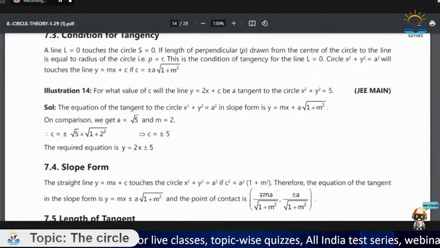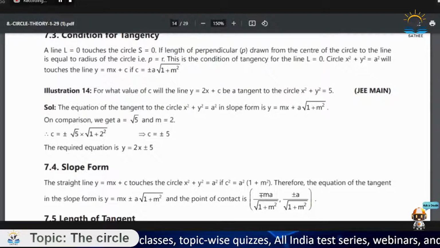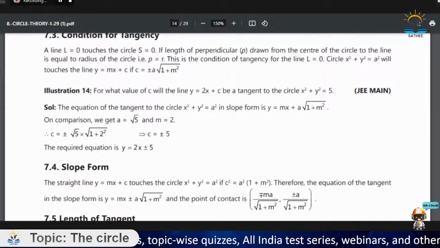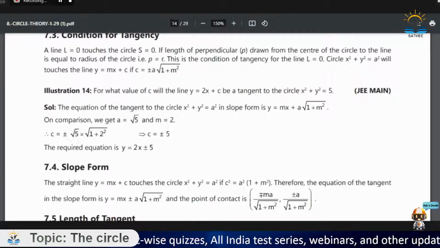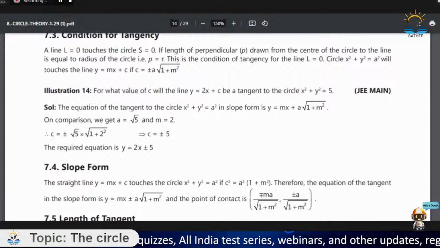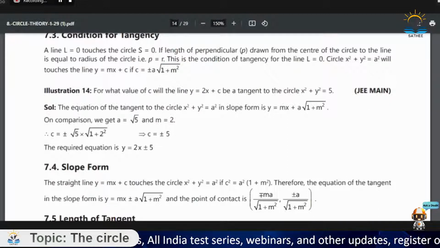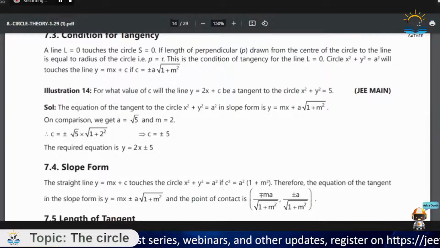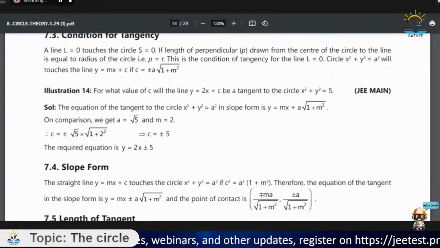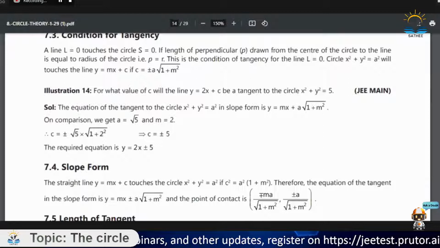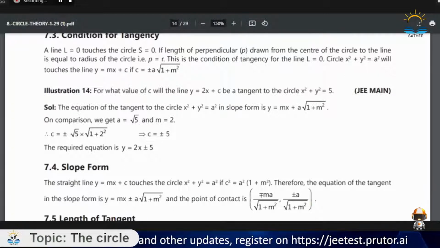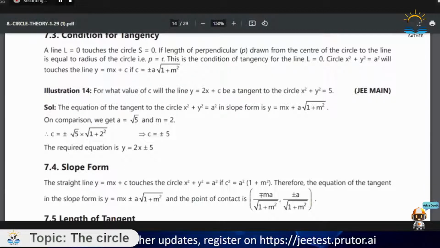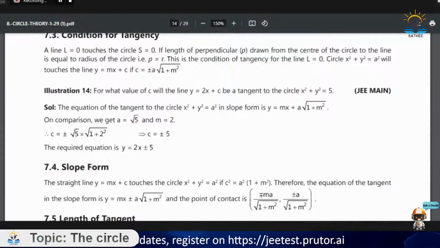The distance can be found from here. 2x minus y plus c. So the distance would be, since the center is 0 comma 0, c by root of 1 plus 4, which is equal to root 5. So c will come out to be root 5 into root 5. So c will come out to be plus minus 5. So the required equation is y is equal to 2x plus minus 5.